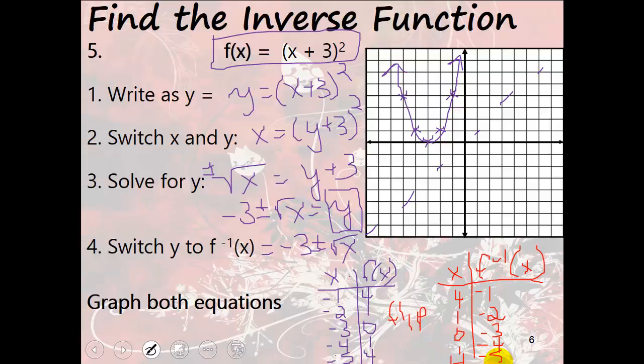And I'm going to graph it over here. So I have 0, -3 here. And then I have 1, -2 here, and 4, -1. And then I have 1, -4, and then I have 4, -5. And so I get my parabola that looks like this. Okay? And these are inverses of each other.